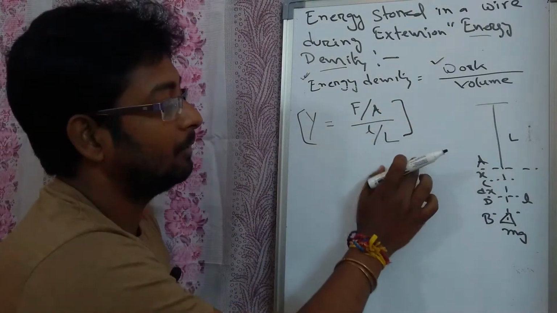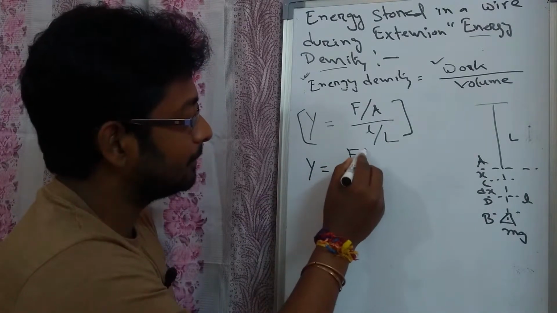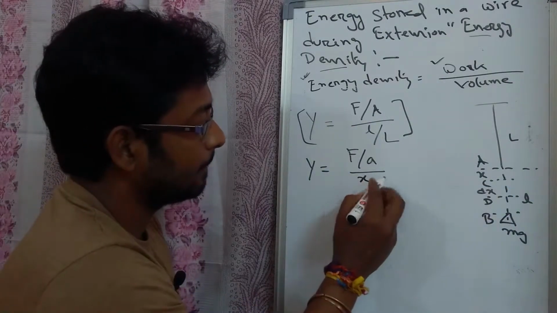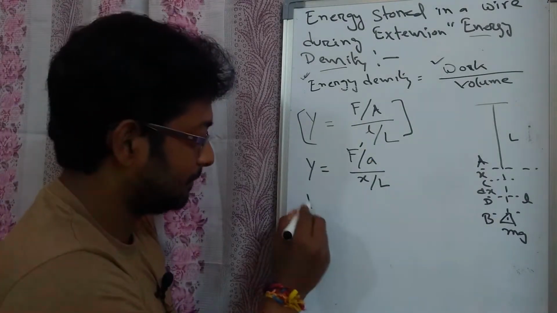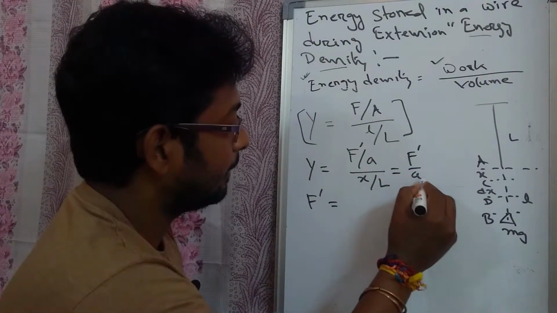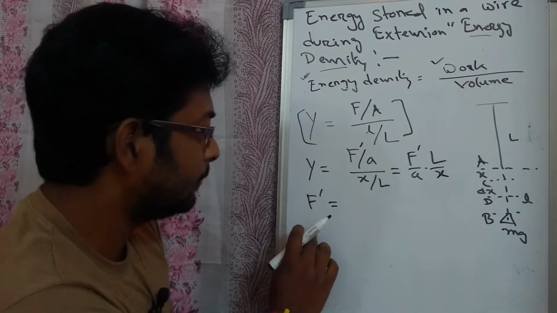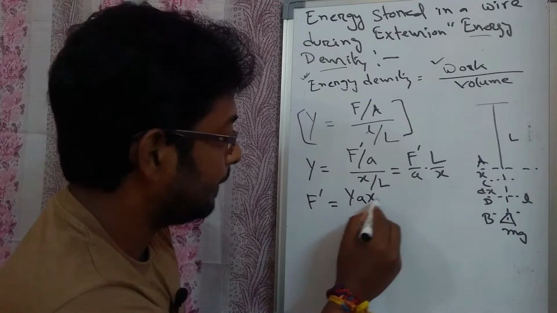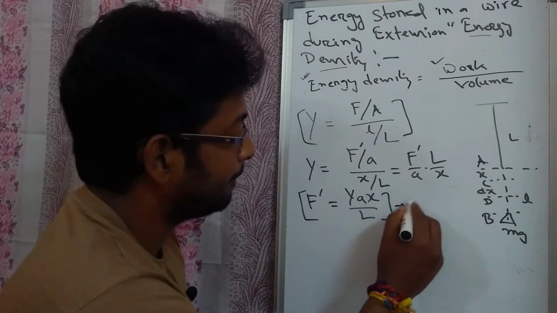Now I apply this formula in this case. So this is my Y, F is there, A is the area, and the strain is small x by capital L. Here I can write F as F dash. So Y equals F dash by A divided by x by L, and F dash equals Y A x by L. So this F dash is the restoring force.